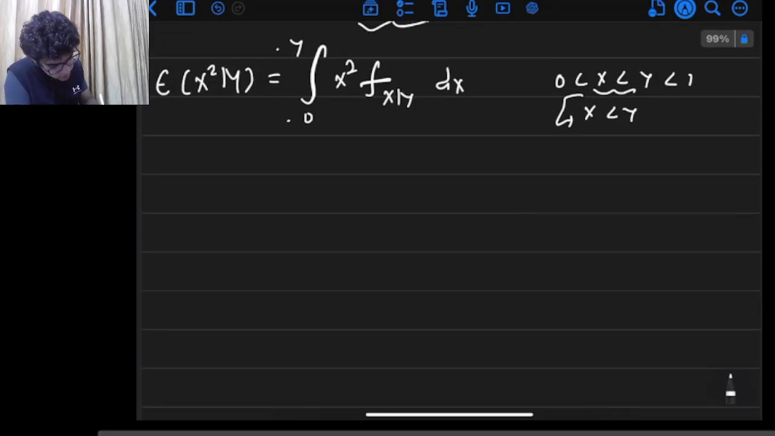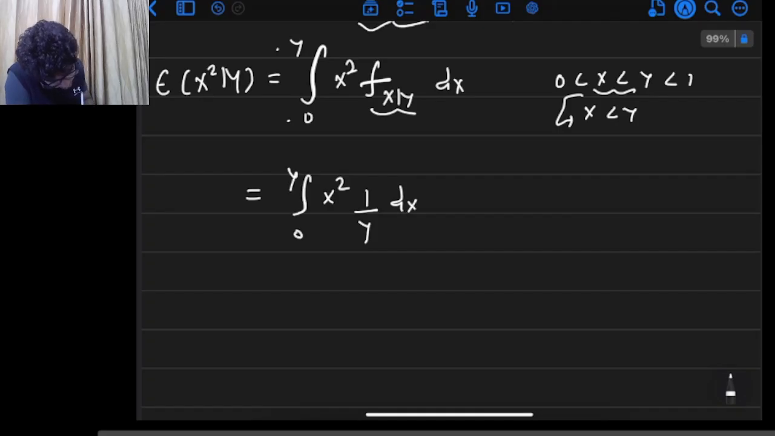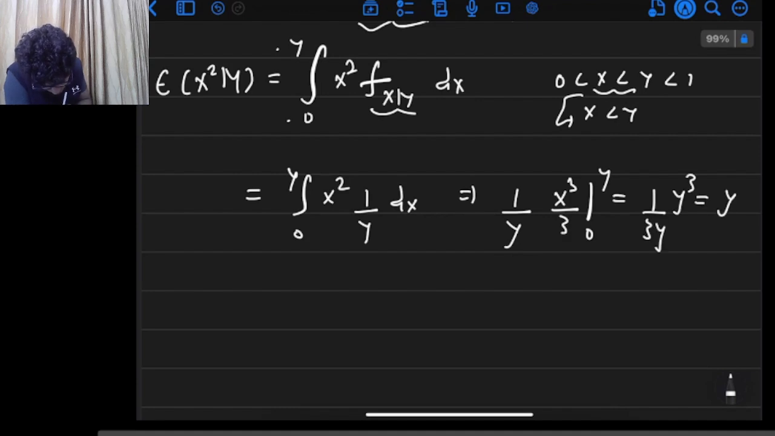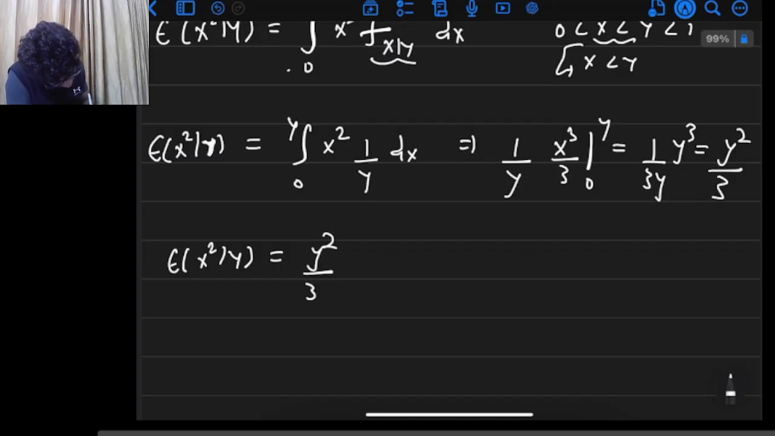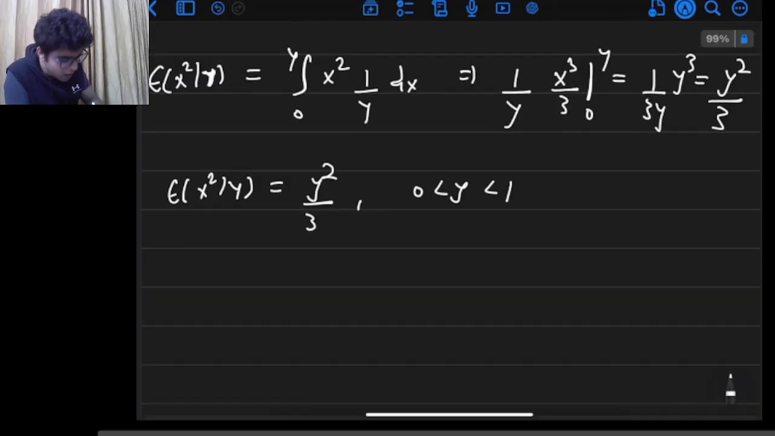Now let's just compute this. We have already found out f of x conditional y was 1 upon y. So this is the integral of x square times 1 upon y dx from 0 to y. This 1 upon y is a constant, so we treat it as a constant. X cube by 3, from 0 to y. This gives me 1 by 3y times y cube, which is y square by 3. I just performed a simple integration. So the expected value of x square conditional y becomes y square by 3, and y lies between 0 and 1.